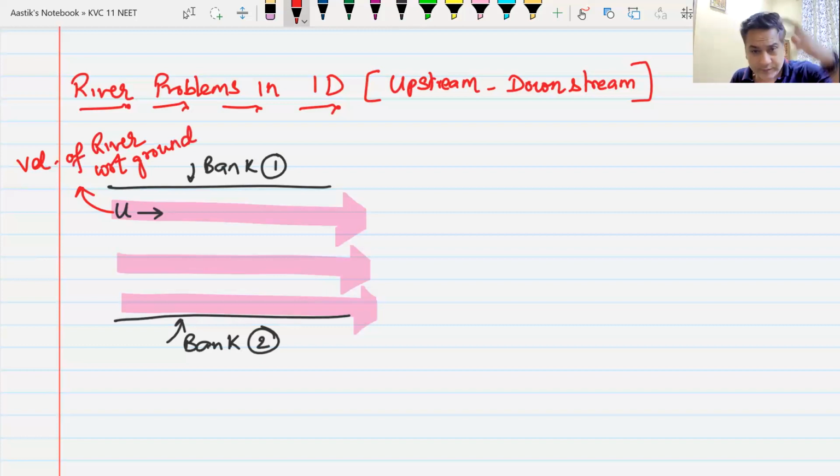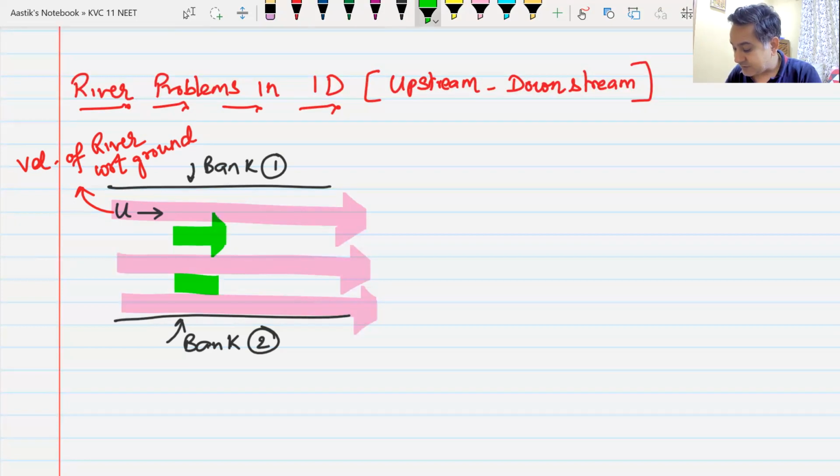Now, if a person is swimming in this river or a boat is rowing in this river, in the first case it can move like this along the direction of river flow, or it can move like this opposite to the direction of river flow. Do we understand this? So it can move in the same direction, the green direction.